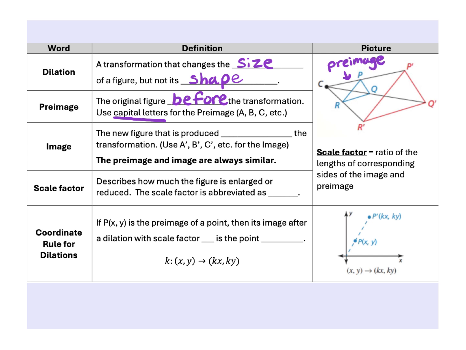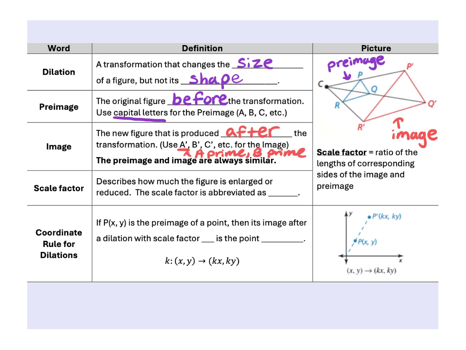Then we apply a transformation, and the new figure that is formed after the transformation is called the image. So in our picture right here, the image is triangle P prime, R prime, and Q prime. So we use the same letters, but we use this little apostrophe symbol, and that's read as prime. So like A prime, B prime, etc.